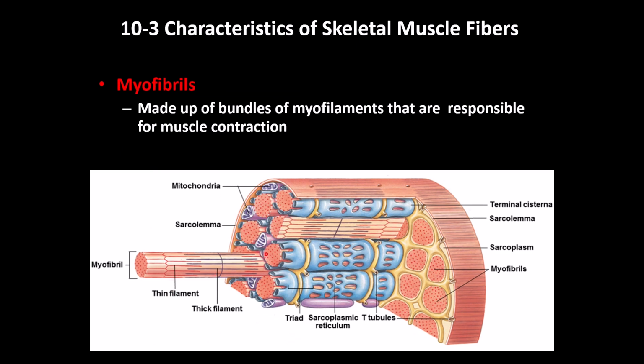Now is the myofibril itself. So you can see this is the inside of the muscle fiber. It contains a lot of these myofibrils that are wrapped by the sarcoplasmic reticulum and by the T-tubules. So this myofibril is made of the thin filament, which is this red one, and the thick filament, which is these dark blue ones. And this is important for the contraction of the muscle.